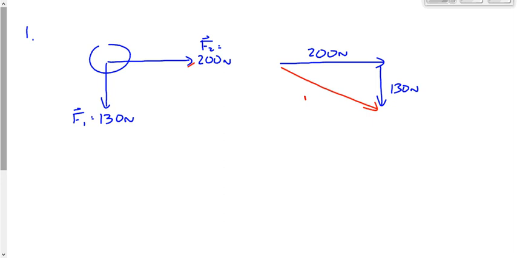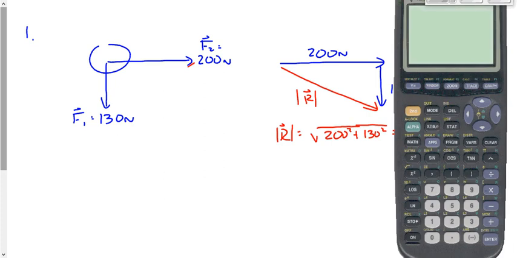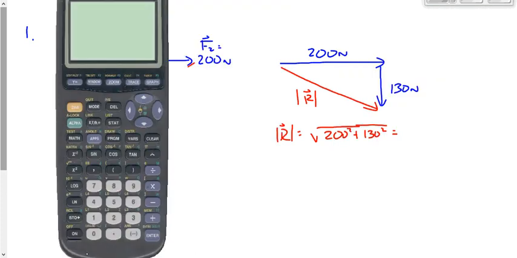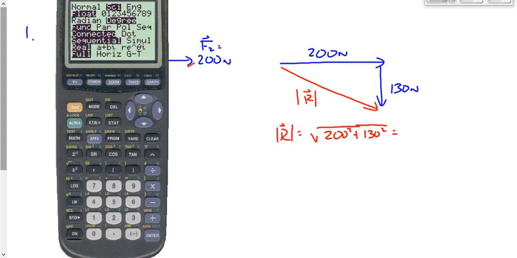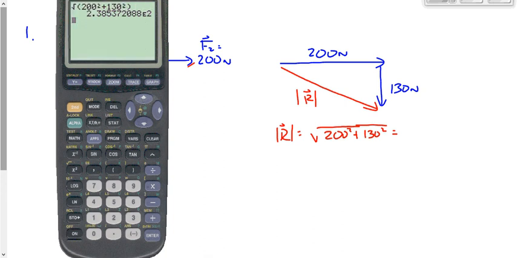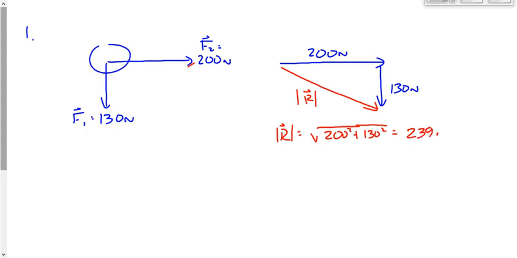So let's find the value now of R. We're going to say R, the magnitude of R at least, is equal to the square root of 200 squared plus 130 squared. Let's do this on the calculator. Let's say it's the square root of bracket 200 squared plus 130 squared. That gives me a value of 238. Or we're going to say 239, I guess it would be, 239 newtons.